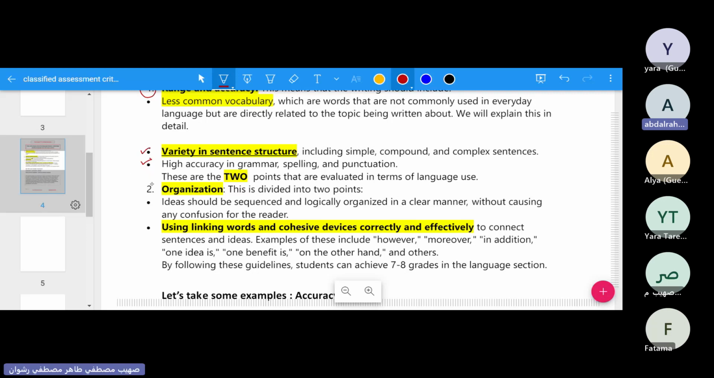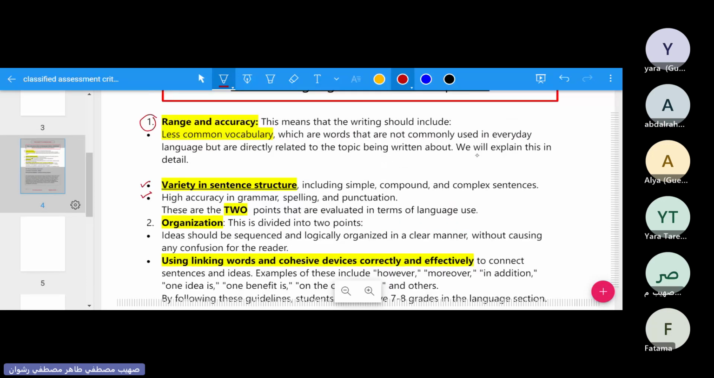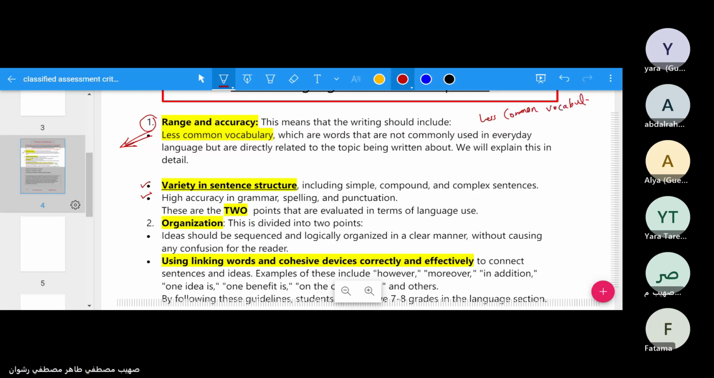Wait, Abdurrahman. In terms of language, the first part you must include is what? Number 1, accuracy of vocabulary. Less common. Informal or formal? In both. If the topic is formal, you must use technical vocabulary that is related to the formal topic. If it's informal, you should use expressions that are friendly and colloquial, relevant to be written to a friend. Okay, like the idioms, expressions, figurative language.